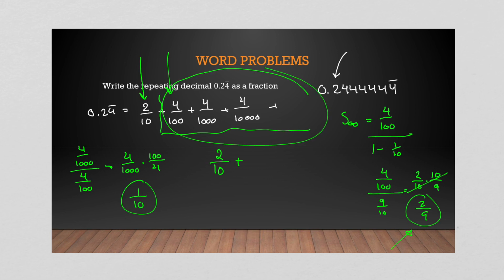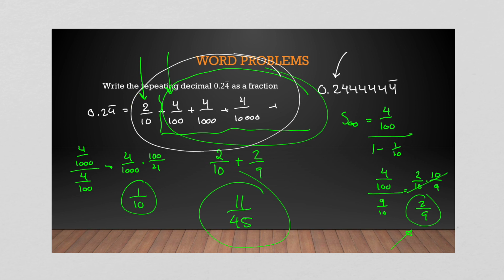So we add that to our initial 2/10, and what do we get from there? We get 11 over 45. That is the sum of the entire pattern represented here, which is the value of 0.2444444. And if you were to take 11 and divide it by 45, that is where you're going to end up. And there's some pretty interesting mathematics that breaks down into that.